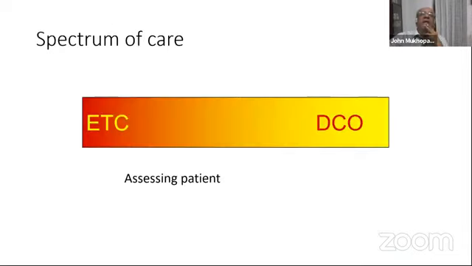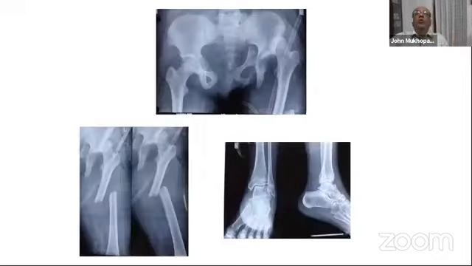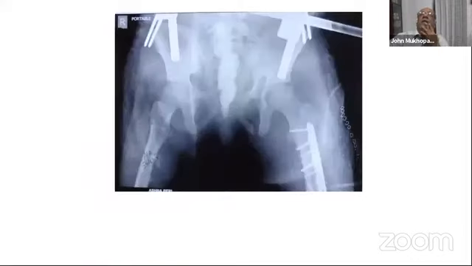So there's a spectrum of care ranging from early total care to damage control orthopedics, and you really need to assess the patient carefully before deciding on what route to follow. So if you have a patient like this with all these severe injuries, you need to stabilize the pelvis, you need to get the hip reduced, and you need to stabilize the femur. So you put an external fixator on the pelvis, and this girl who was around 14, it was decided to go ahead and plate the femur to reduce the hip, because once you stabilize the femur, and the anesthetists were happy with that. So that was what was done in the first place.